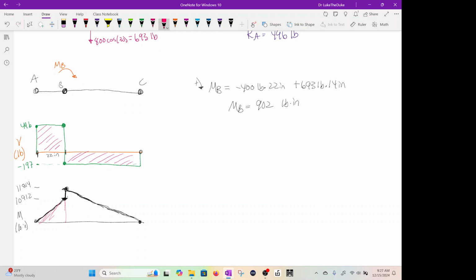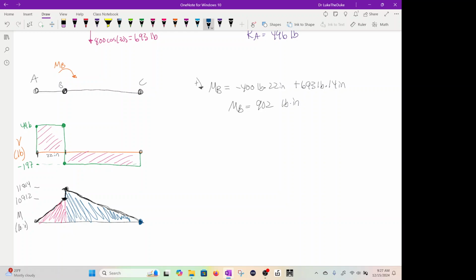So this number should get right back to 0, and you can check. It would be 197 times 60. 197 times 60 gives you 11,820, which is pretty close, just with rounding everything, to 11,814.